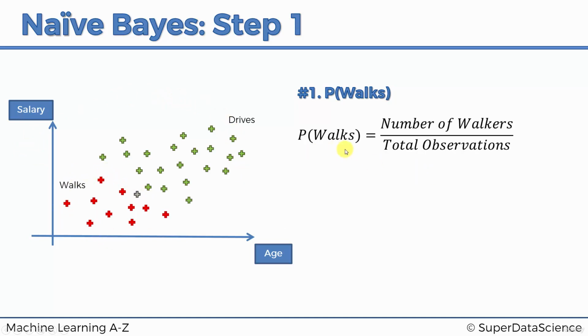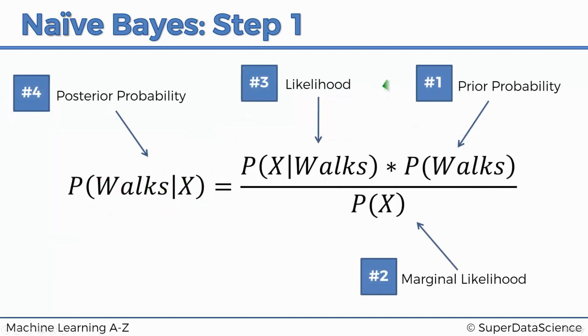So probability that a person walks to work without any other knowledge is the number of people that walk, which is these red dots, divided by the total number of observations, the green dots. So the gray dot isn't participating in these calculations. So here we have probability if somebody walks is 10 red dots divided by 30 dots overall. All right, so that was easy. We've calculated the prior probability. Next, we're calculating the marginal likelihood.